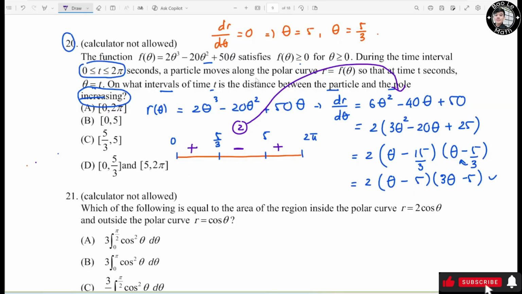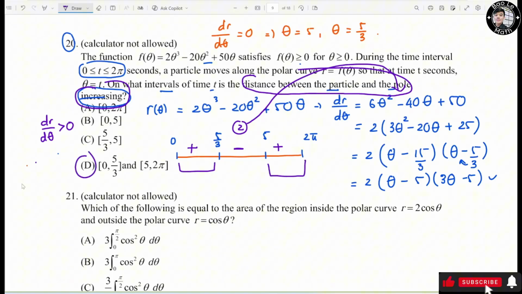Now the distance between the particle and the pole is increasing. It tells us that dr over d theta is greater than 0, right? So it's going to be this interval right here and this interval right here, right? So the answer must be D.